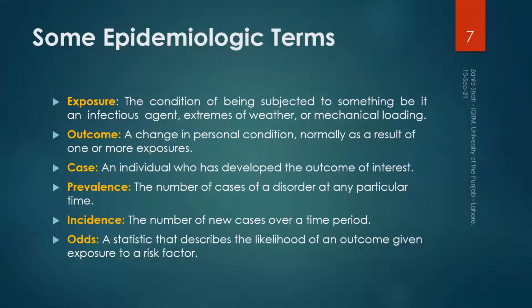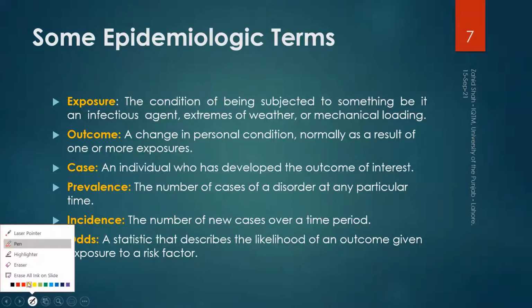Case is an individual who has developed the outcomes of interest. So nowadays you hear the cases of, for example, COVID-19. So these are the individuals who have developed the outcome of interest. A term that is normally used is number of cases, for example. But there are two separate terms actually that help us explain the number of cases.